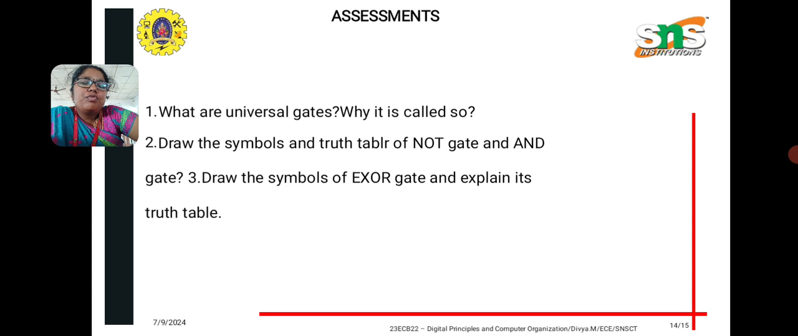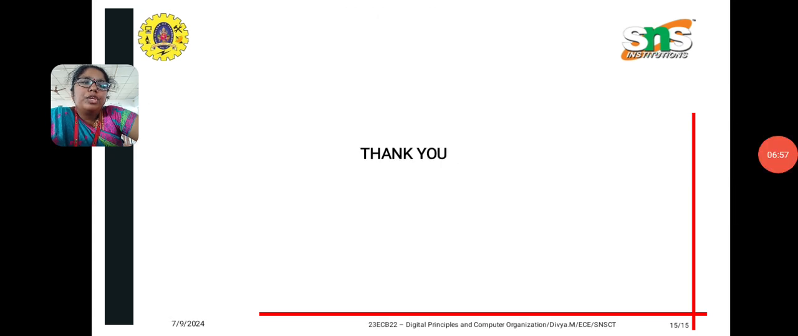For the assessment, what we discussed in the slides: what are universal gates and why they are called so, draw the symbols and truth tables of the NOT gate and AND gate, and draw the symbol of the XOR gate and explain its truth table. Thank you.